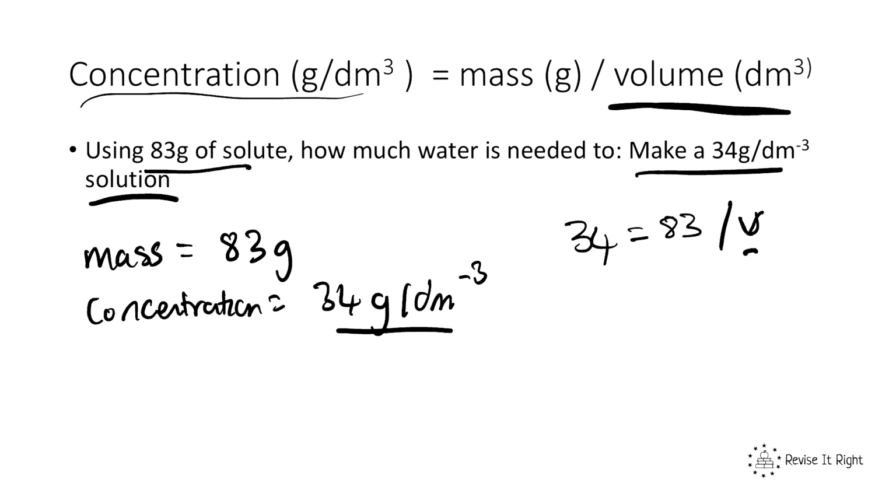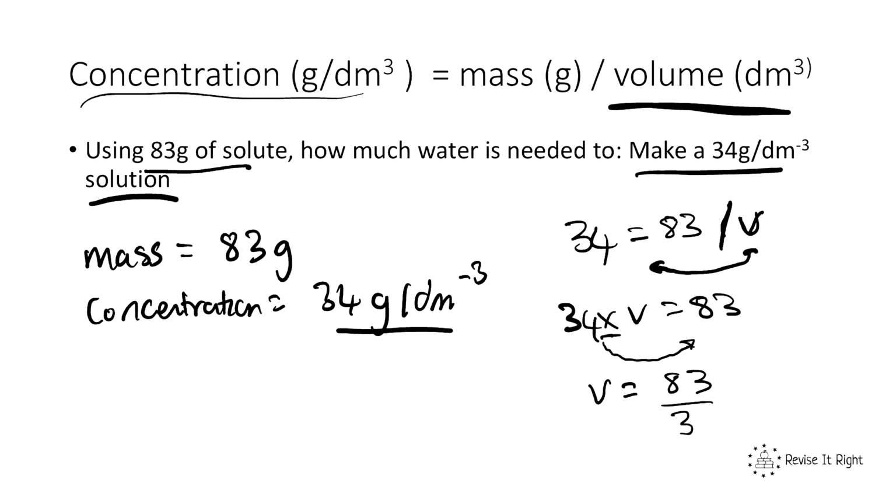We need to make it the subject of the formula. So what we can do is move the volume over to this side, and because it's a divide over here, it will become a times over here. So 34 times volume equals 83. And then to get the volume on its own, we can put the 34 over this side, and because it's a times over here, it will become a divide. So volume equals 83 divided by 34.